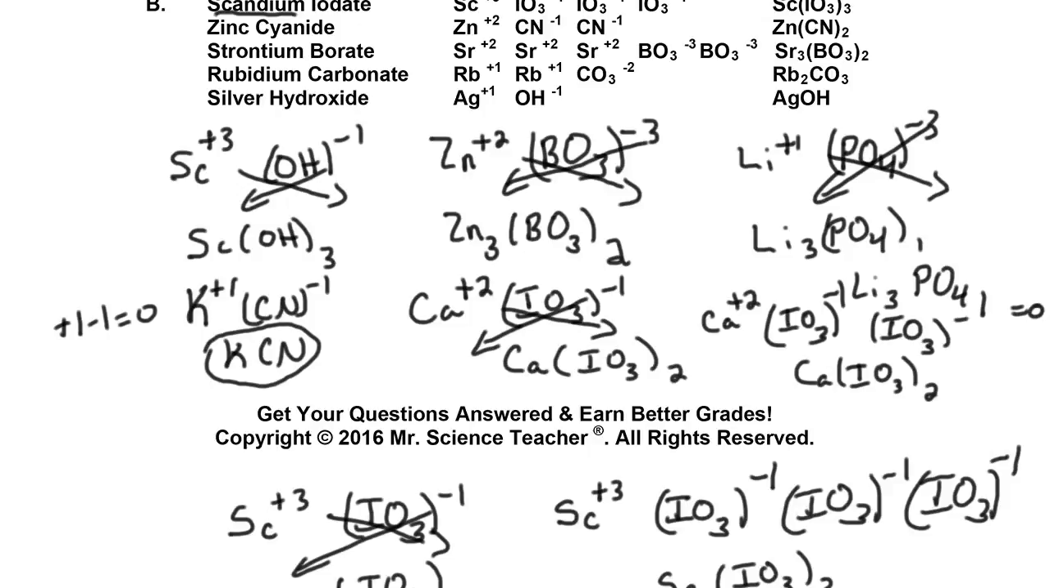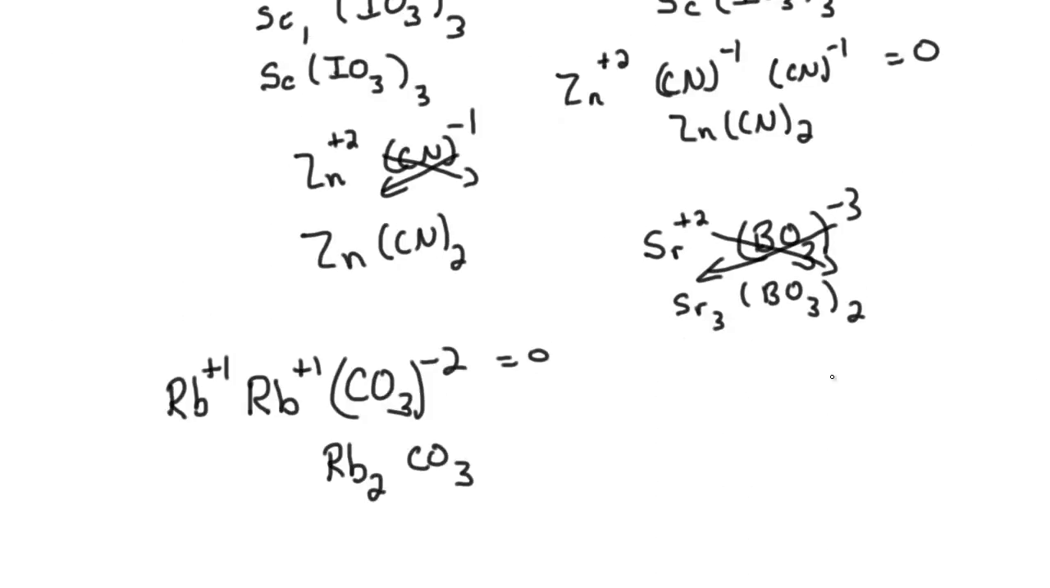Let's see here. Silver hydroxide. Silver is a +1. Hydroxide, OH, that's a -1. +1 - 1 equals 0. So the chemical formula is just going to be AgOH, silver hydroxide.